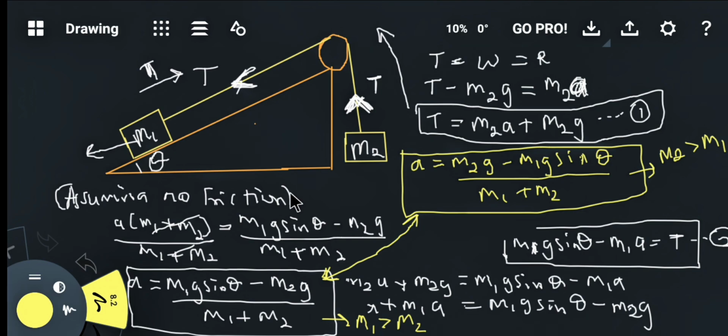Remember, we are assuming there is no frictional force. So what if there is frictional force? What is going to happen? If there exists a frictional force, it is only going to affect the mass that is resting on the inclined plane. Frictional force will not affect this one that is hanging freely in the air. It's only going to affect this one. So I want you to try and include friction in your derivation and tell me what happens when there exists a frictional force. So till then, see you.